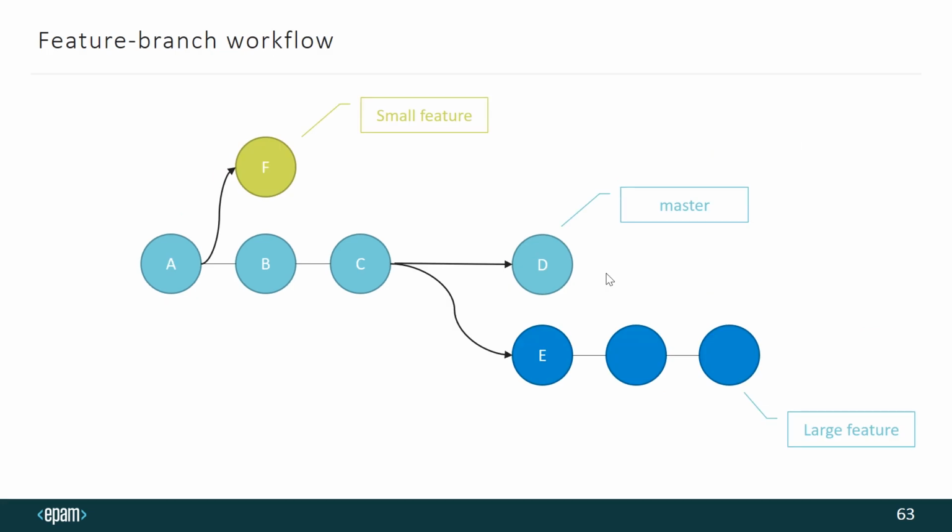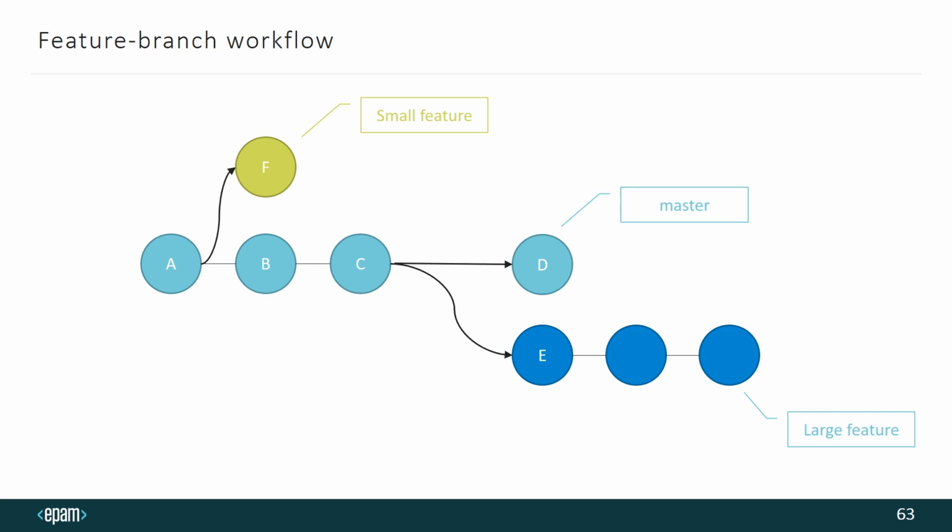Now, the strategy we are actually already familiar with is called the feature branch workflow, which is exactly what we've been doing in previous episodes about branching. Here we create a branch, create some feature in it, and then we merge the branch back into the upstream, into the branch we had initially separated from. In this case, it's master.